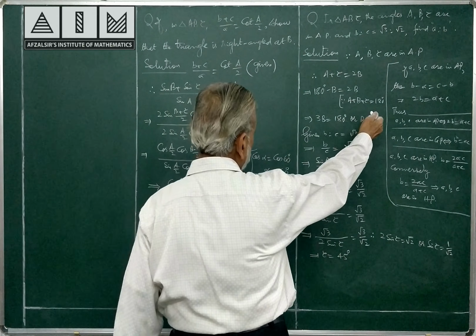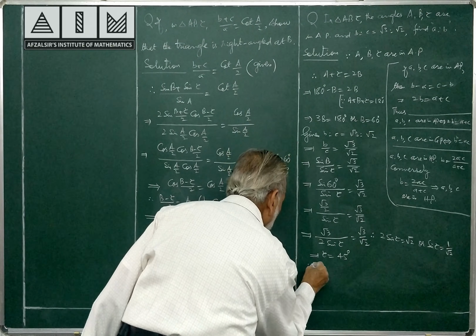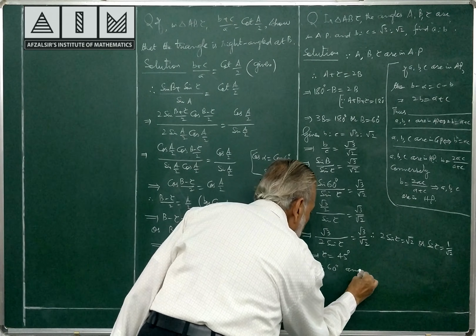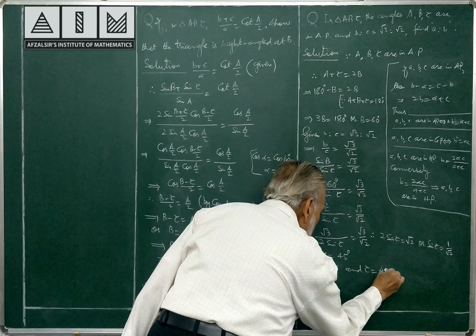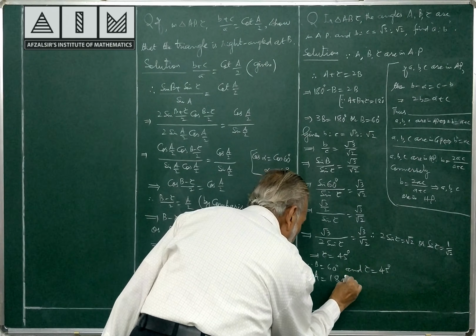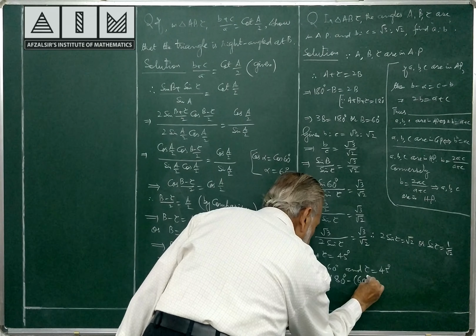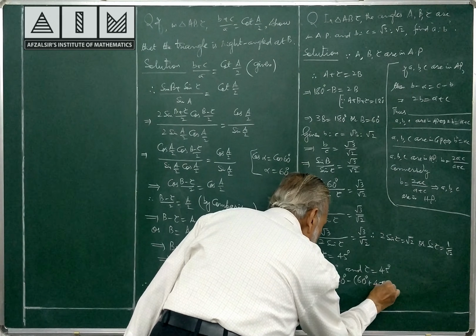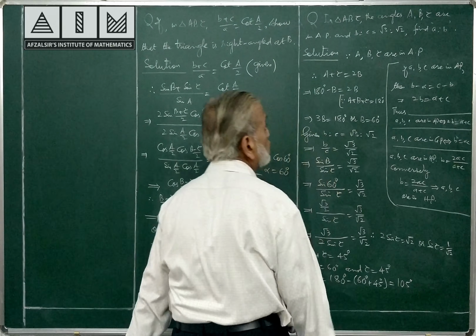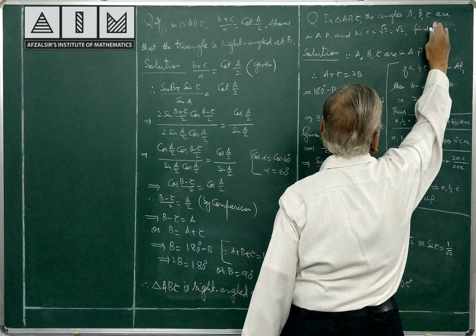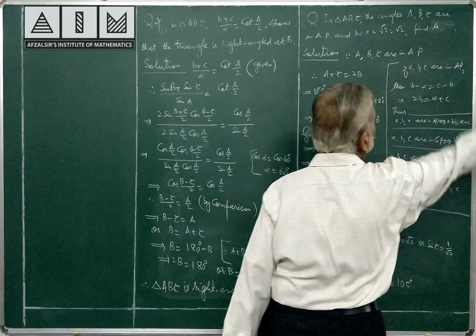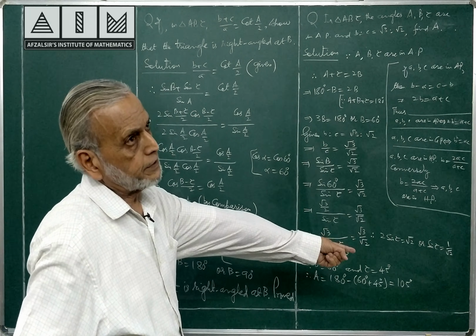Now you know B is 60, C is 45. Look here. So A will be 180 minus (60 plus 45). This is 105 degrees. This question actually is find angle A. A is equal to 105 degrees. That is the answer.